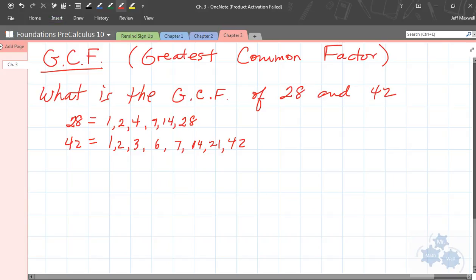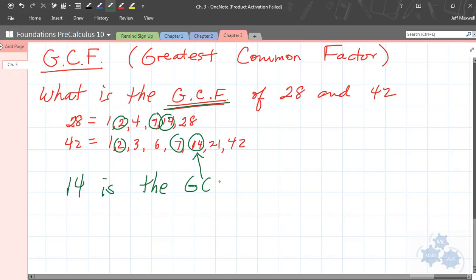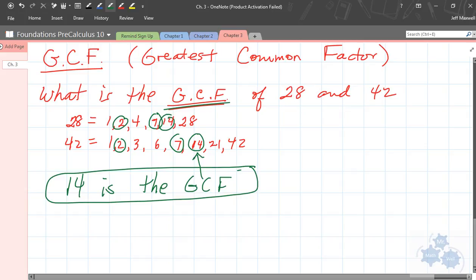And to find the greatest common factor, you would simply look at the list and you'd say, okay, which factors do I have in common? 2, 7, 14, and you'd say which is the largest, the greatest of those. So 14 is the greatest common factor. Okay, see that? Knowing the greatest common factor is going to be very important for you guys.